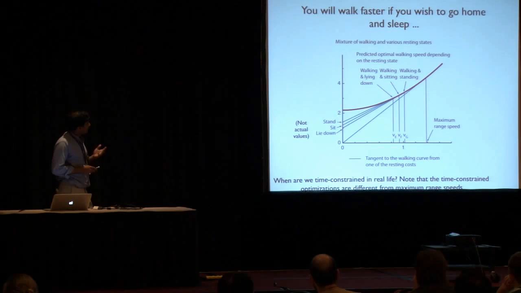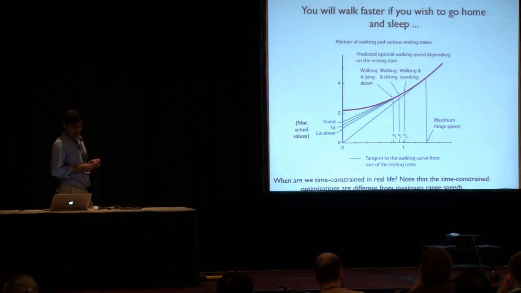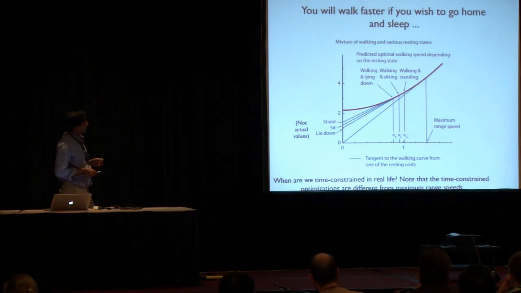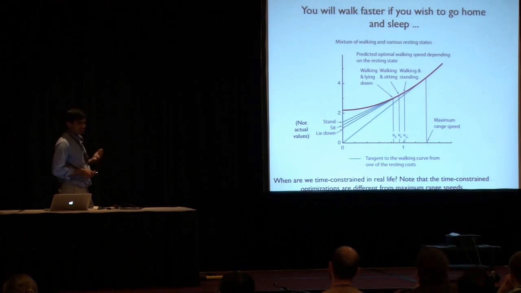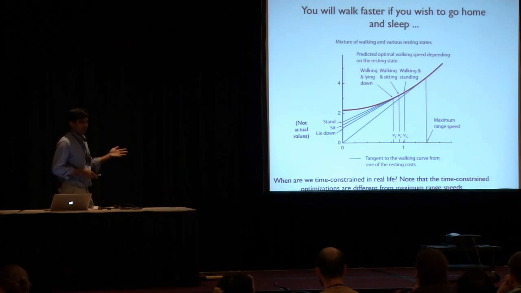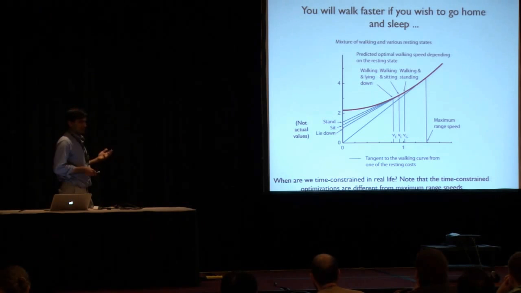And finally, another maybe crazy prediction, which I don't know if will ever come out in an experiment, is if you assume different resting states, and you say you have to get from A to B, and you get to either sit down or stand or lie down at the end, you would predict slightly different walking velocities.